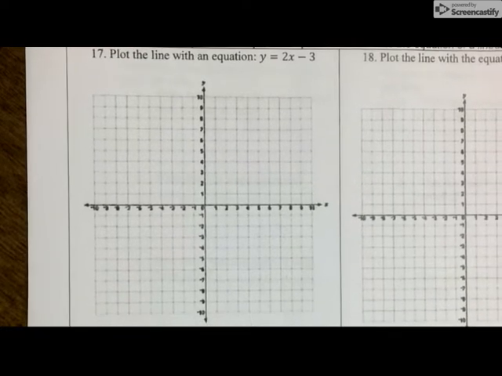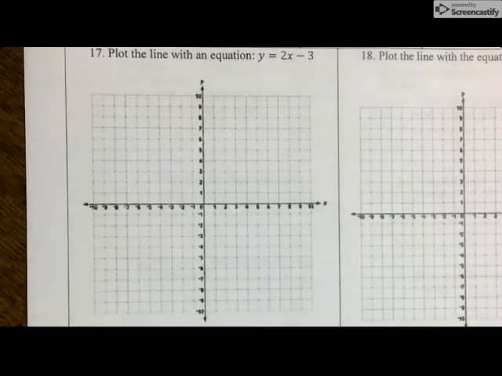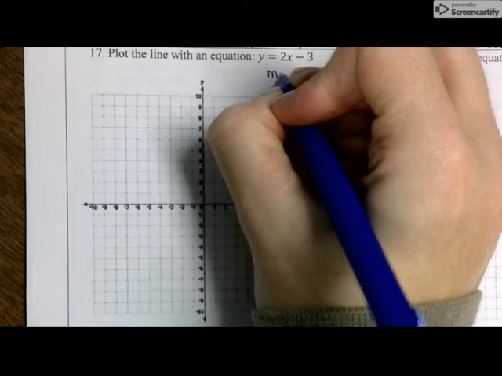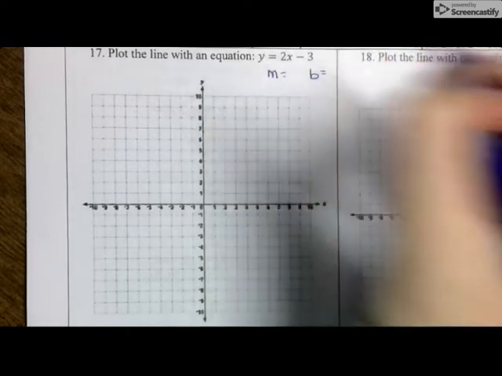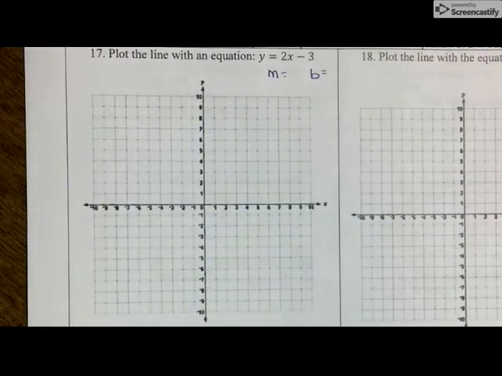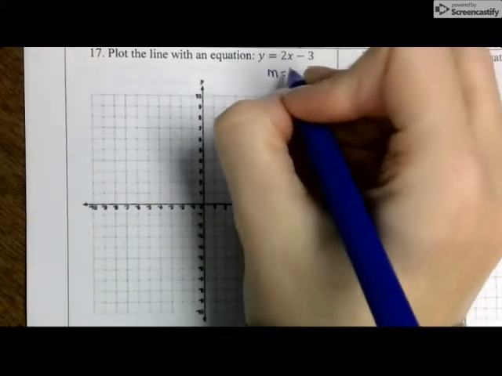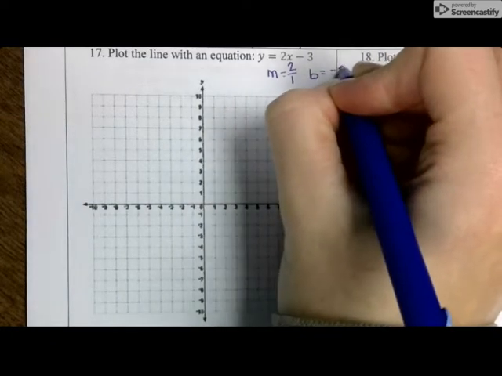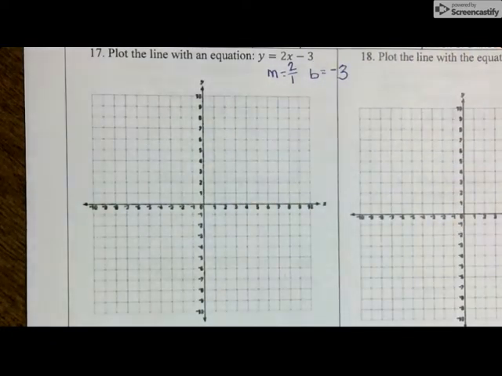Okay, you will have two problems like these that we are about to do. It says, plot the line with the equation 2y equals 2x minus 3. So let's first take a moment and figure out what m and what b is. Remember, when we're plotting, we always want to write m as a fraction. Our m is always next to x, so this would be 2 over 1. And our b is going to include the sign, so it'll be negative 3.